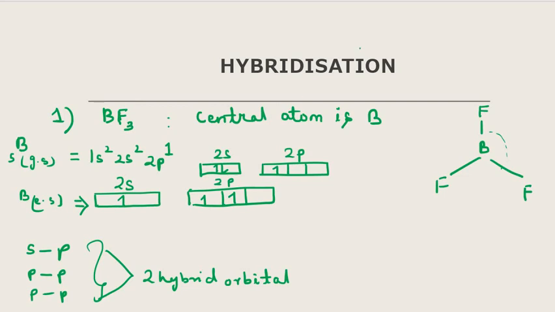Hello students, today we are going to discuss the concept of hybridization. So let us take an example to discuss this hybridization. Here we have taken boron trifluoride. In this case the central atom is boron, and the atomic number of boron is what? It is 5. So the electronic configuration for boron can be written as 1s2, 2s2 and 2p1.